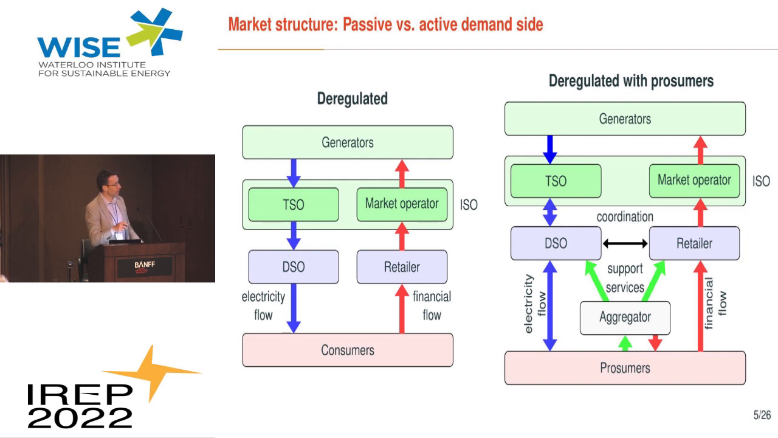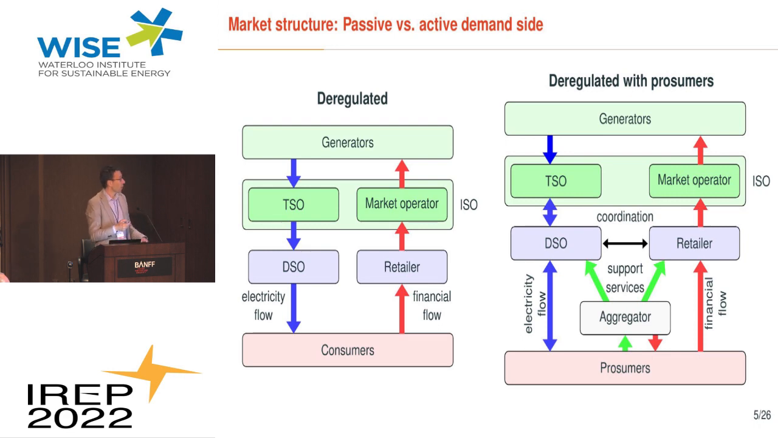Essentially, they aggregate a bunch of prosumers to provide all kinds of services. They can play in the energy market and the ancillary services market. They can provide network support. And the important thing is that they have to coordinate that with the DSO to prevent over voltages in particular, or even reverse power flows.